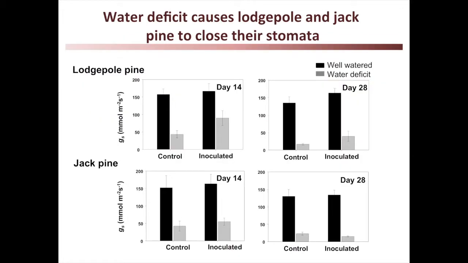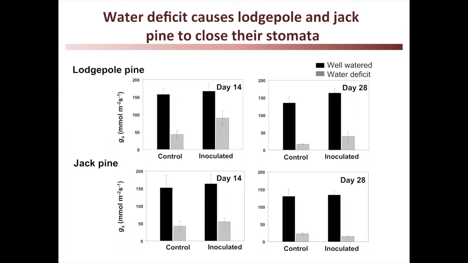So pines are conservative water users. They typically show what we call isohydrant behavior, so using stomatal opening and closing to control water movement and water loss. They would sooner conserve water and risk cavitation than they would spend that water and continue growing. So like many of the American pines that have been studied, lodgepole pine and jack pine also show that behavior in response to water deficit.